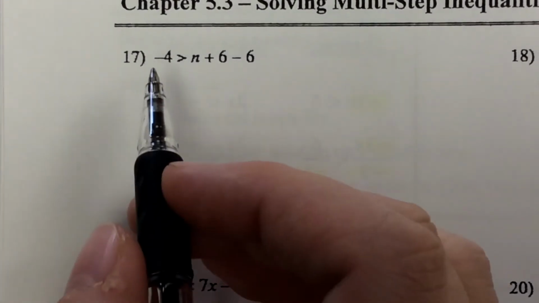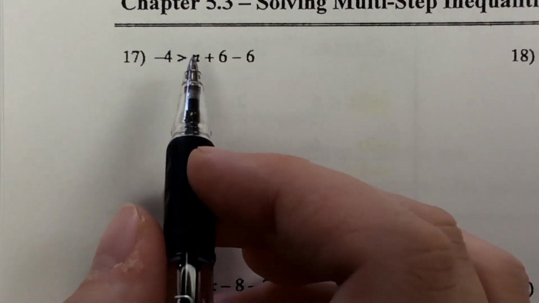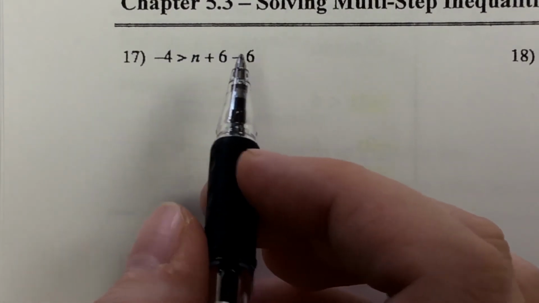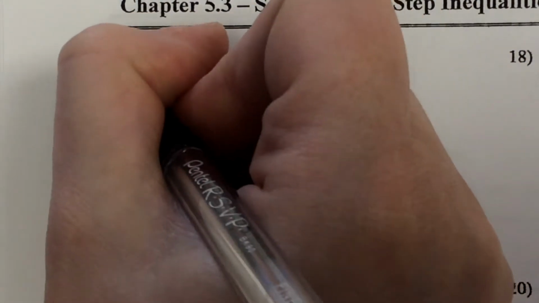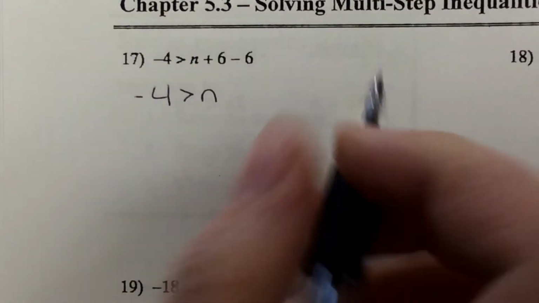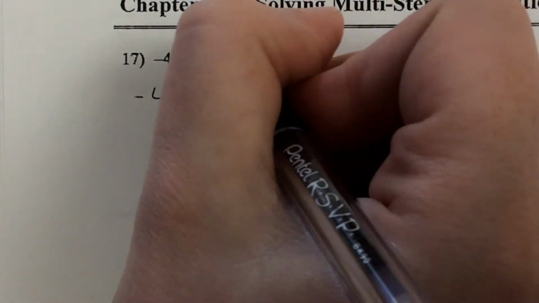Okay, so we need to solve for our variable, which is n. We have -4 is greater than n plus 6 minus 6. Well, that's going to be pretty easy. We have -4 is greater than n. And guys, what is 6 minus 6? That's going to be 0. So these things cancel out.